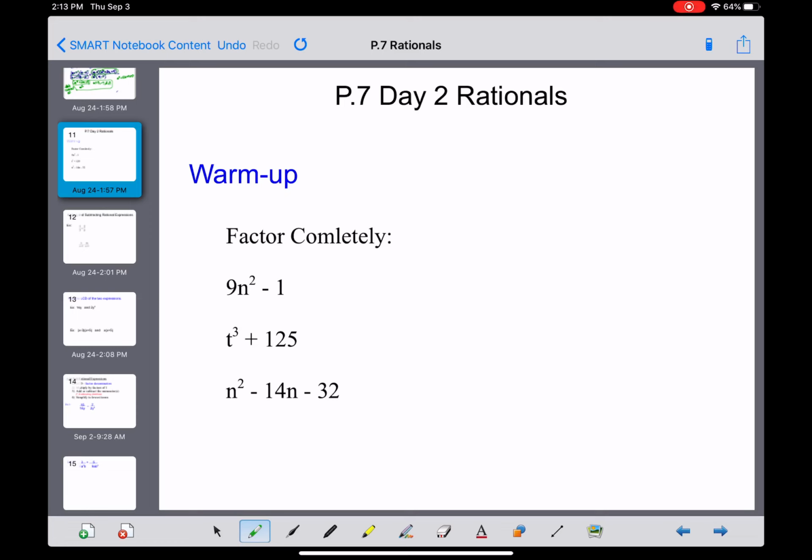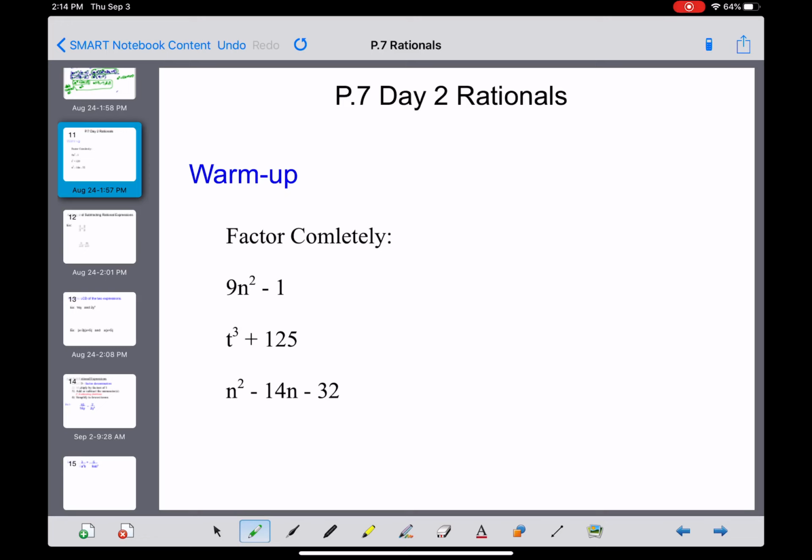P.7, Day 2. In this section, we're going to be adding and subtracting rationals. This is a little bit different than adding and multiplying and dividing because you're going to need a common denominator. So we'll talk about that in this one. But first, you're going to do your warm-up. So again, pause the video, do your warm-up.